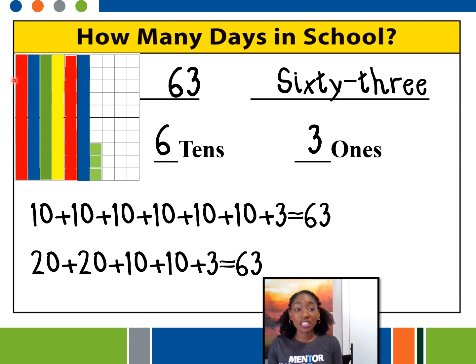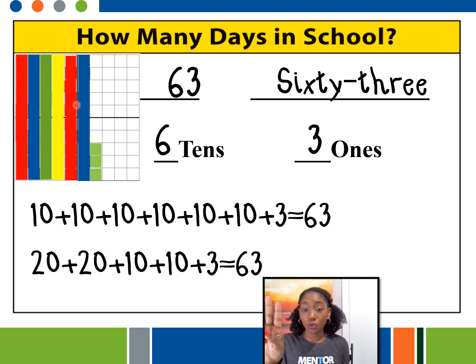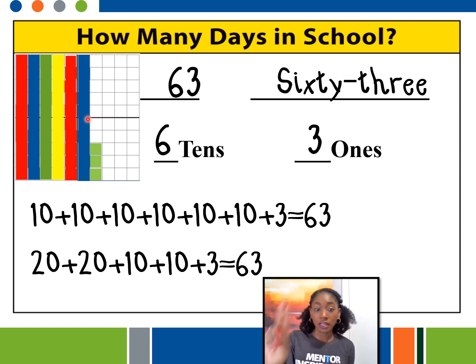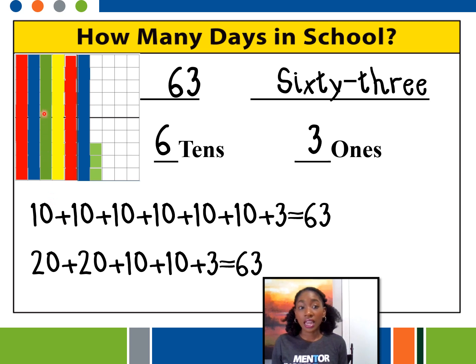And then I decided to put my 2 reds together to make 20, and I put my 2 blues together to make another 20. That's where I have this 20 and this 20. And then I have one group of 10 for green, one group of 10 for yellow, and my 3 lovely ones. So 20 plus 20 plus 10 plus 10 plus 3 still makes 63.